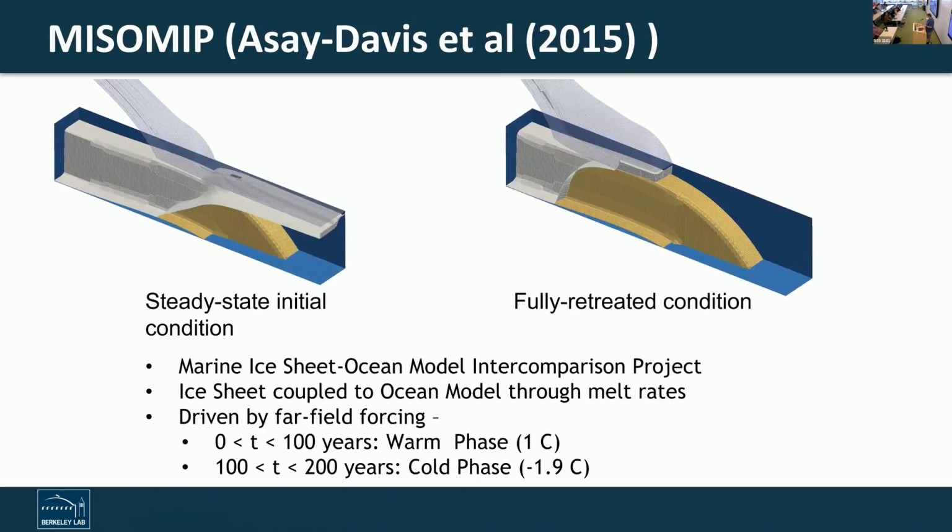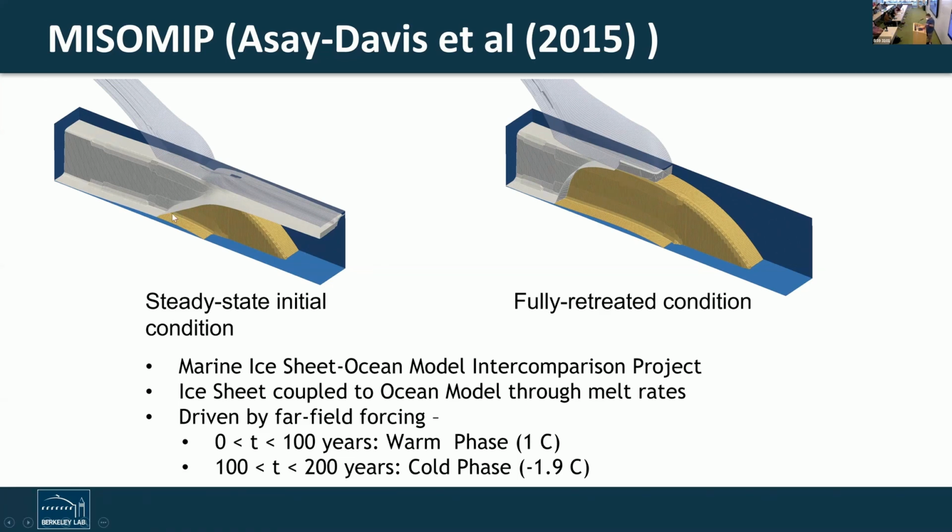And we tried this for a very basic problem. It's an ice sheet problem known as MISOMIP. MIP stands for Model Intercomparison Project. I forget what MISO stands for. Basically, it's ice flowing from left to right in this funny channel.